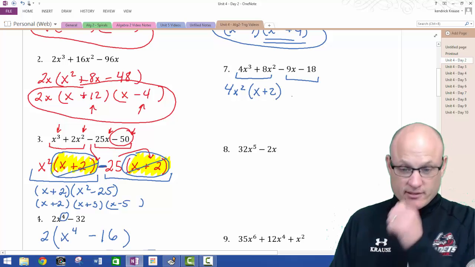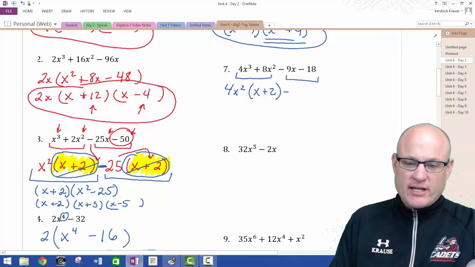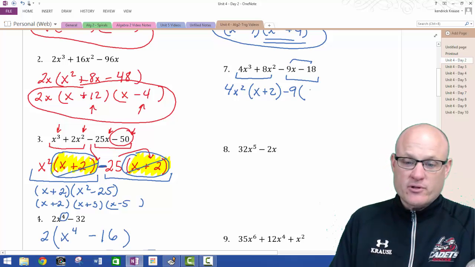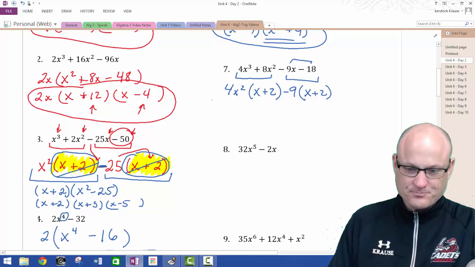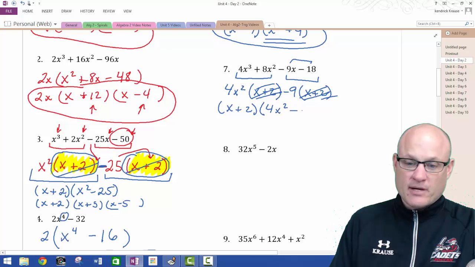X plus 2. That felt better. Factor out a 4x squared. I'm left with x plus 2. Copy over this negative. Look at these two. I can take out a 9. Really, what I'm taking out is a negative 9, so be very careful with your signs. Again, your parentheses have to match. There's the x plus 2. X plus 2 would be my first set of parentheses. I'm factoring that out as a GCF of that term and that term. And I'm left with 4x squared minus 9.